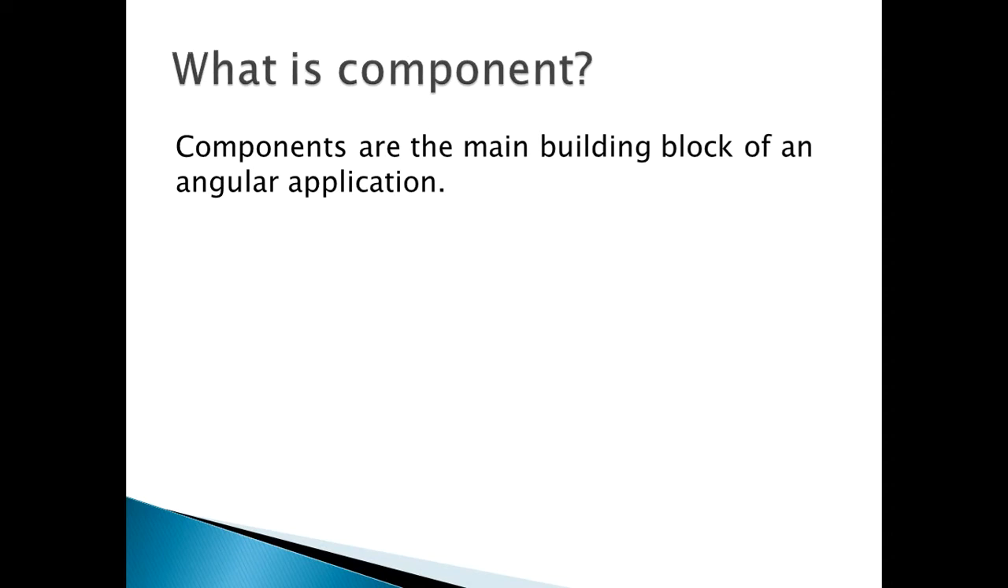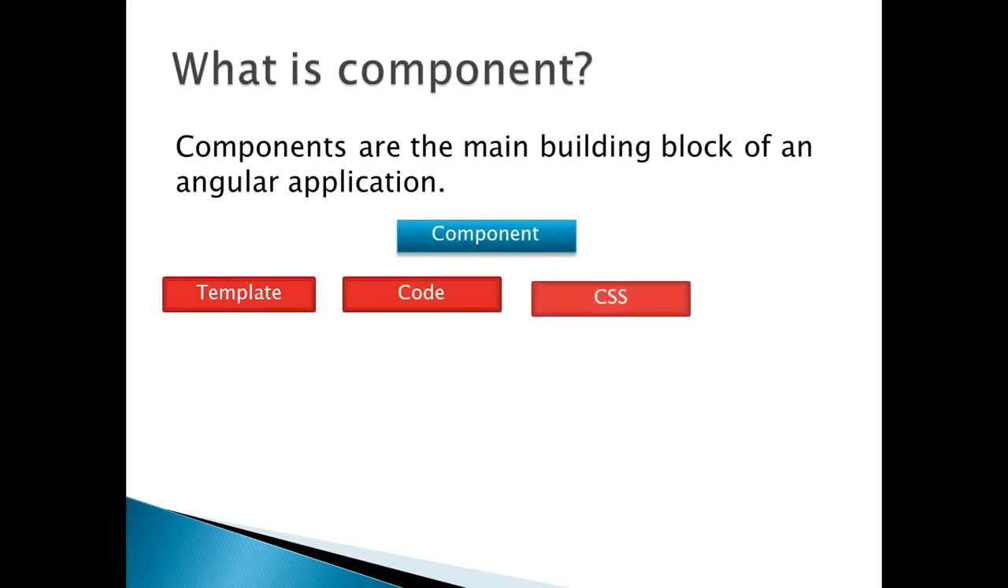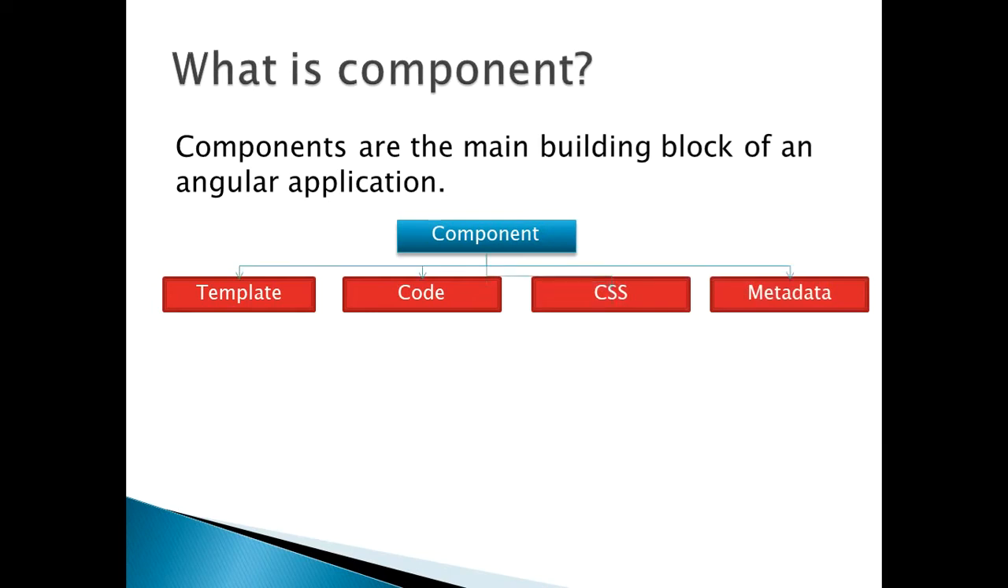When you create your first Angular application or project, you can see by default it comes with an app component. So you can say the app component is the root component of your Angular application. A component comprises a template, code, CSS, and metadata. So what are all these things?